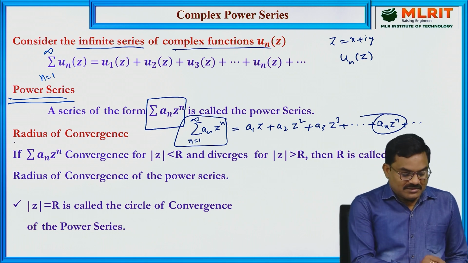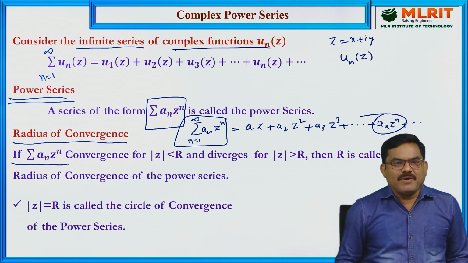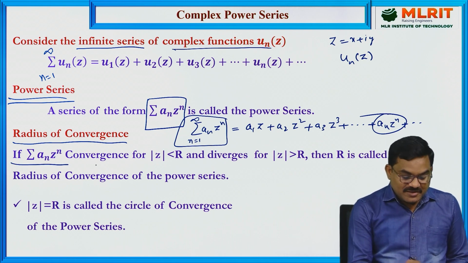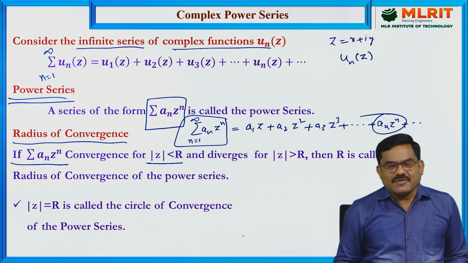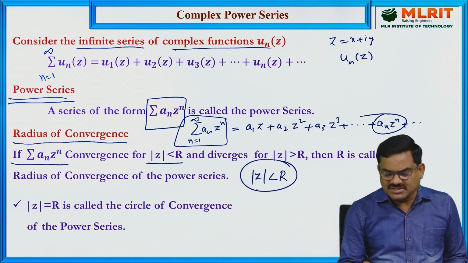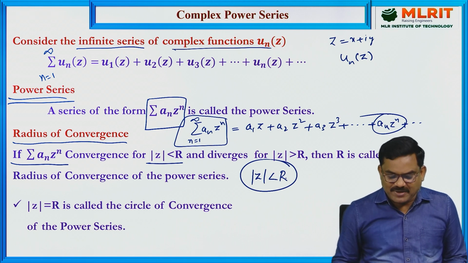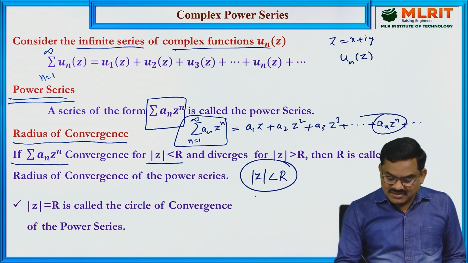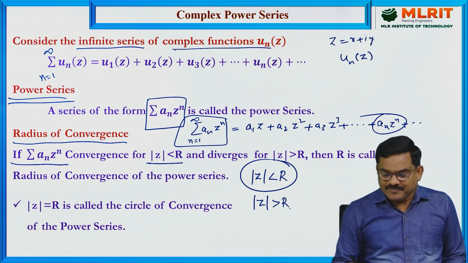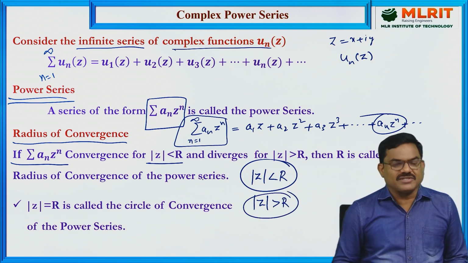Now the next definition is radius of convergence. If sigma a_n z power n converges for mod z less than R, for modulus of z less than R, that means the radius of this circle with center at origin is less than this capital R, and diverges for mod z greater than R, then R is called the radius of convergence of the power series.